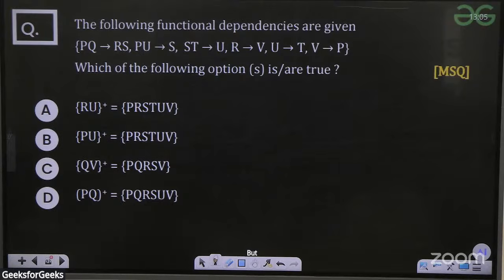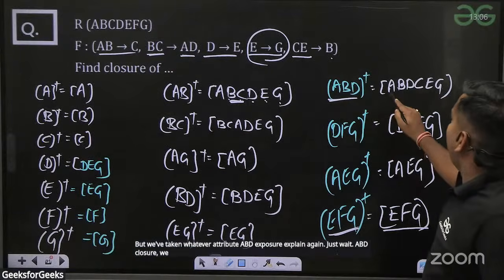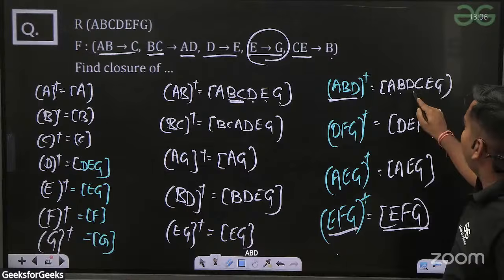But we taken whatever attribute, ABD closure, explain again. Just wait. ABD closure we already done, na? ABD and D to E.